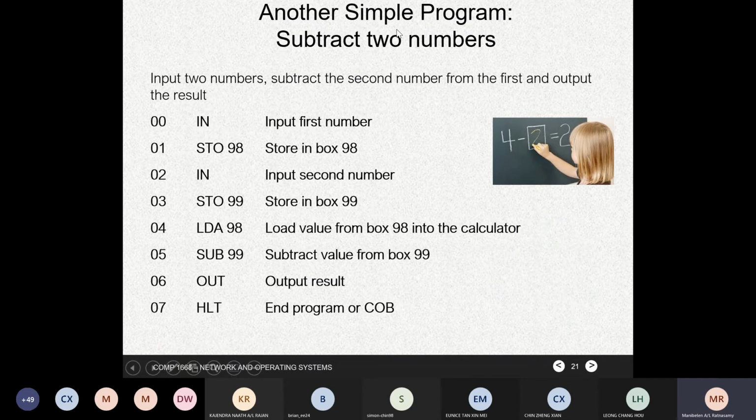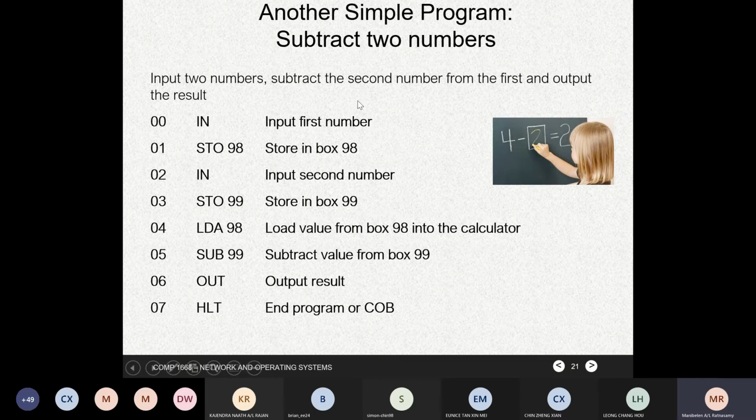Simple program. Another example, but this time we want to subtract two numbers. Like you can see in the drawing, the diagram, the girl is trying to do 4 minus 2 is equal to 2. So how to do this program or how to write in assembly language? Input two numbers, subtract the second number from the first and output the result. This is your so-called task that they give to you.